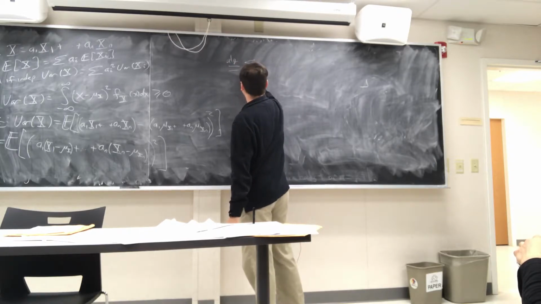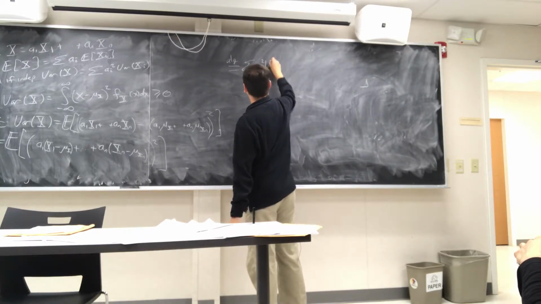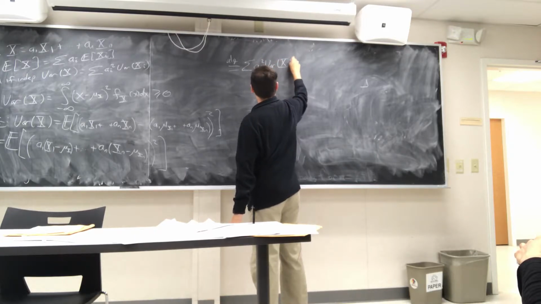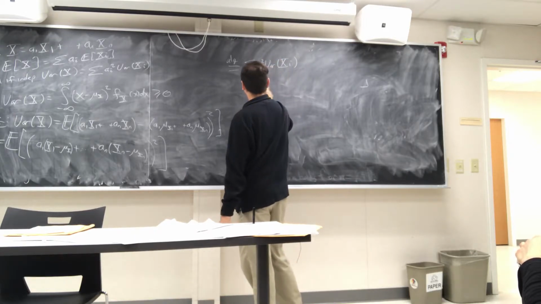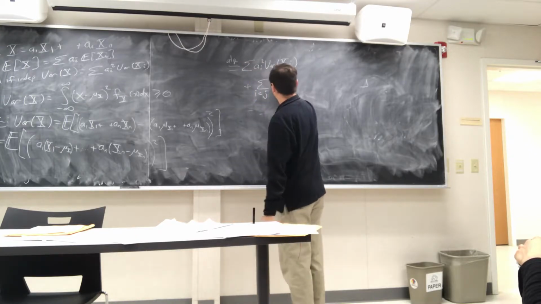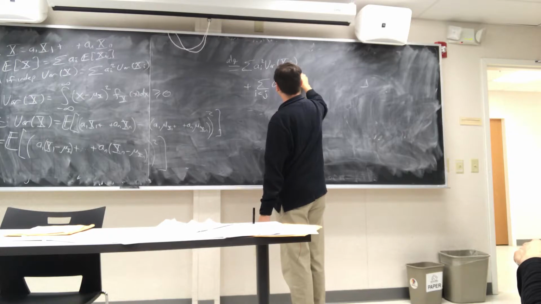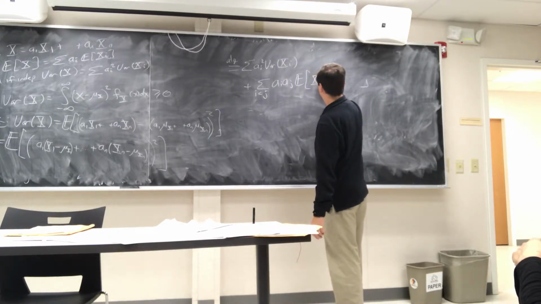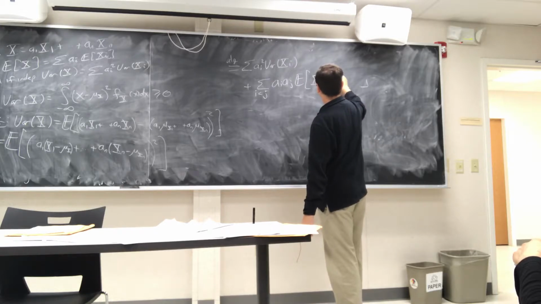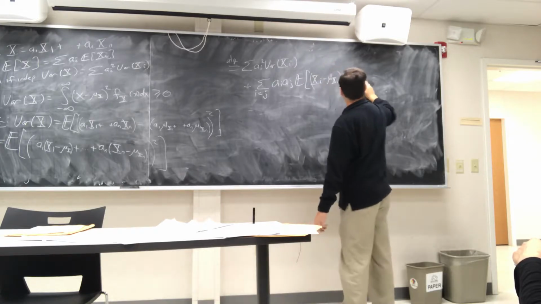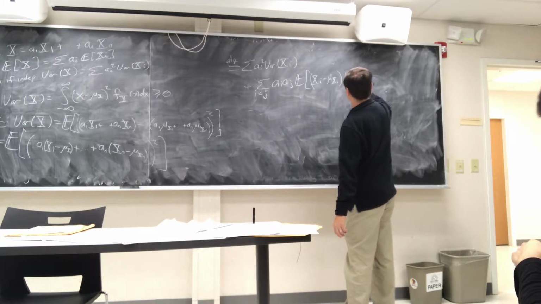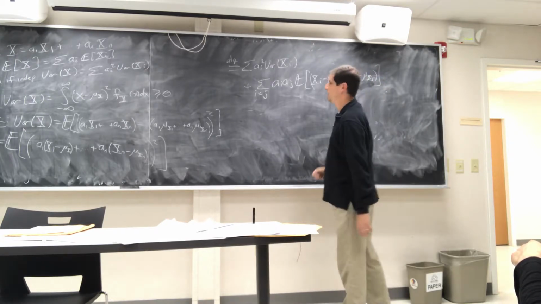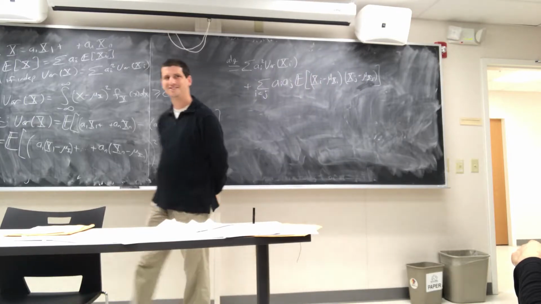So when I square it, after some algebra, I will get the sum of ai squared variance of xi plus a sum over i less than j of ai aj times the expected value of (xi minus mu xi) times (xj minus mu xj). And there's one small error in this line.